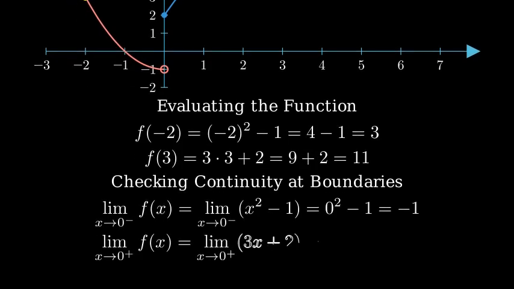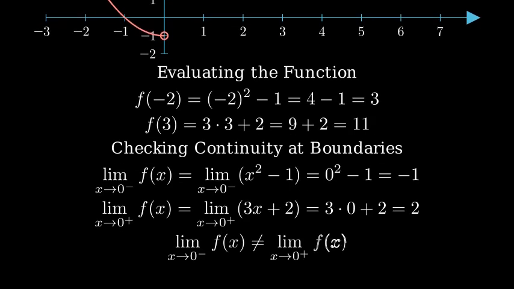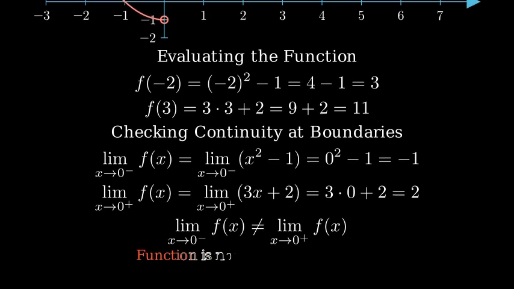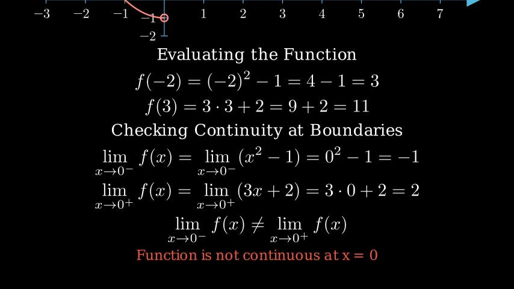The right-hand limit as x approaches 0 is the limit of 3x plus 2, which equals 2. Since these limits are not equal, the function is not continuous at x equals 0. Similarly, we can check continuity at x equals 5.